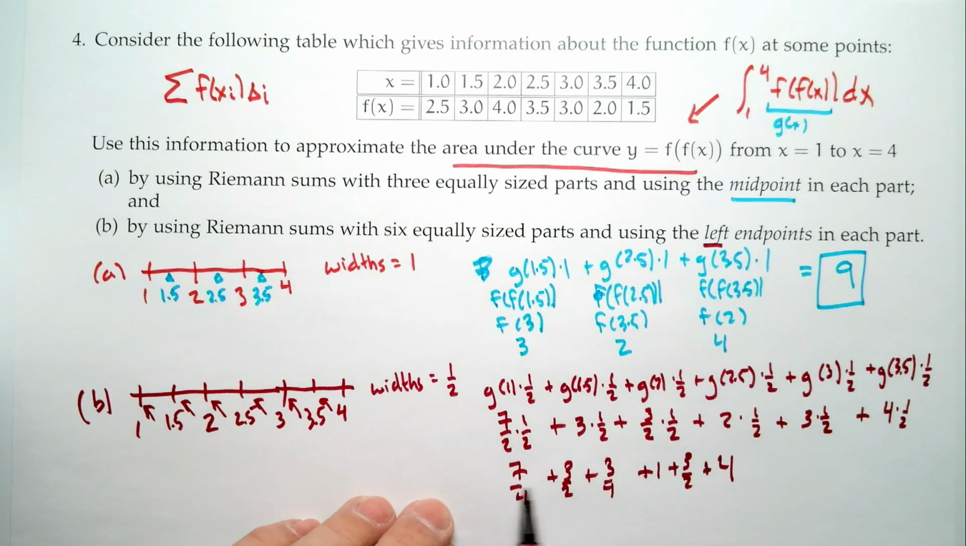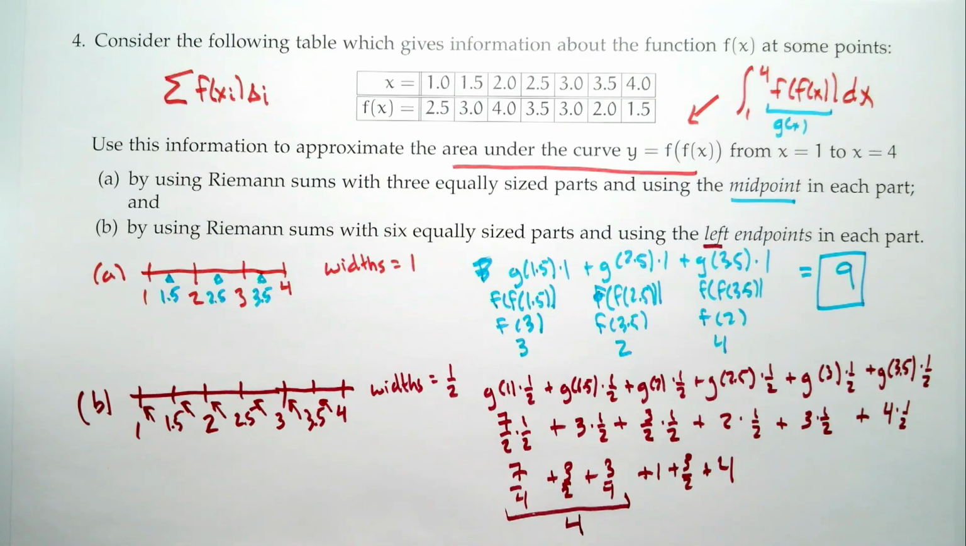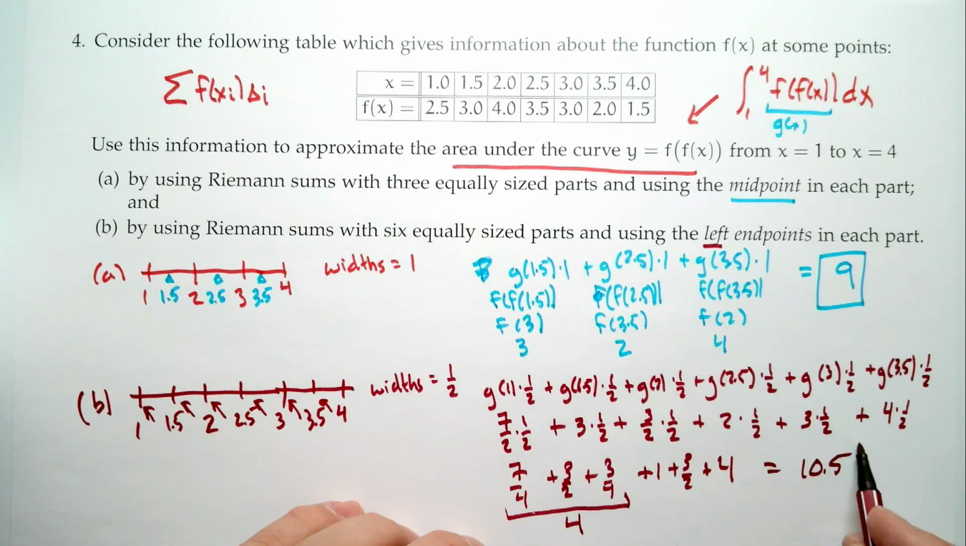Now, if I add 7/4 plus 3/4 together, that would give us 10/4, which is 5 halves. If I add that to 3 halves, I get 8 halves, which means that all this together is equal to 4. Then another 4 makes 8, plus another 1 makes 9. And then add 1.5, so we get 10.5 is the answer.